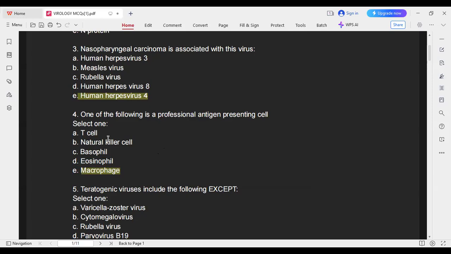So T cell, we know it's part of the adaptive immunity. Natural killer cells are part of the innate immunity. Basophils deal with allergic responses, same as eosinophils, mostly parasitic infestations and allergies. Okay, so professional antigen presenting cells, macrophages. What happens is they usually present antigens via MHC class 2. I'm sure you did this in immunology. And then they activate the T cells.